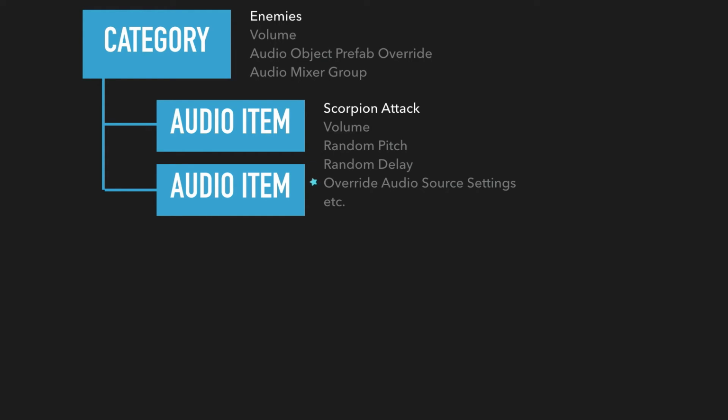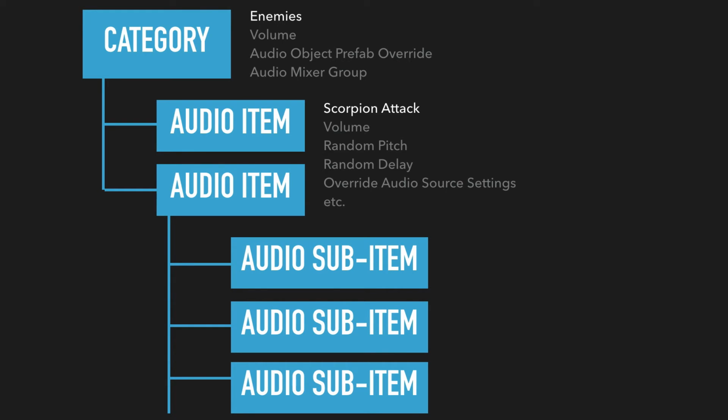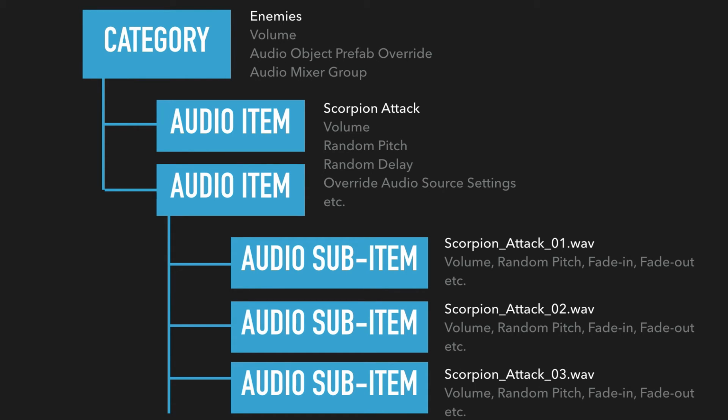And finally, each audio item can contain multiple audio sub-items. The sub-item is the single sound file that gets played, the audio clip so to speak, but more powerful. For example, to add some variety, the Scorpion Attack audio item might have Scorpion Attack 01, 02 and 03 as sub-items and play one of them at random. Here too, you can override parameters that you defined on the audio item level.